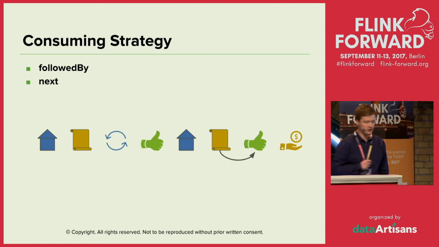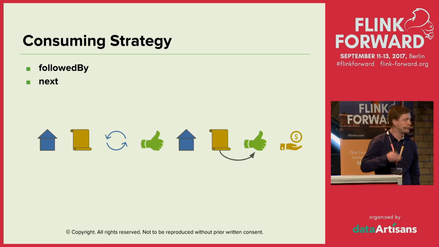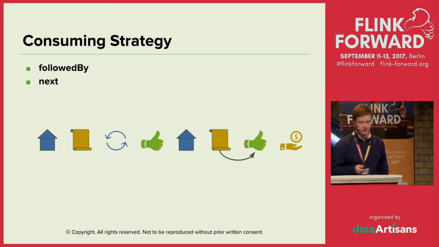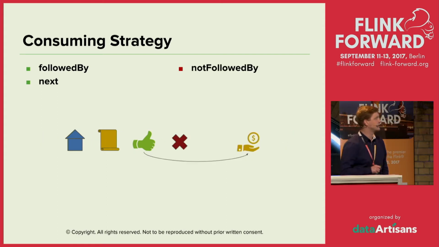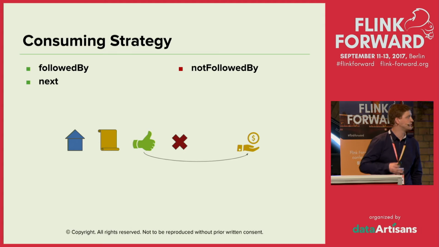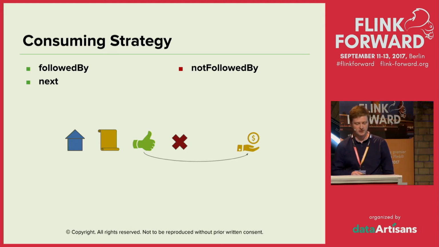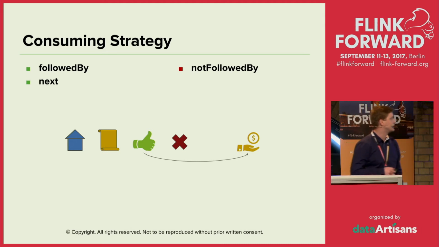But if we were interested only in those offers that were not altered, we can use the next operator, which tells us that a sequence is valid only if events strictly follow each other. On the other hand, we have operators called not operators, that specify that we don't want some particular event to be present in our sequence.